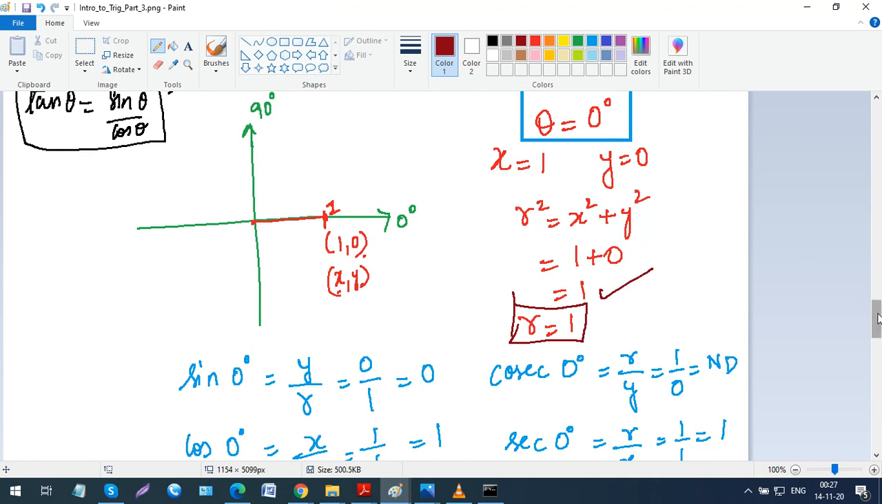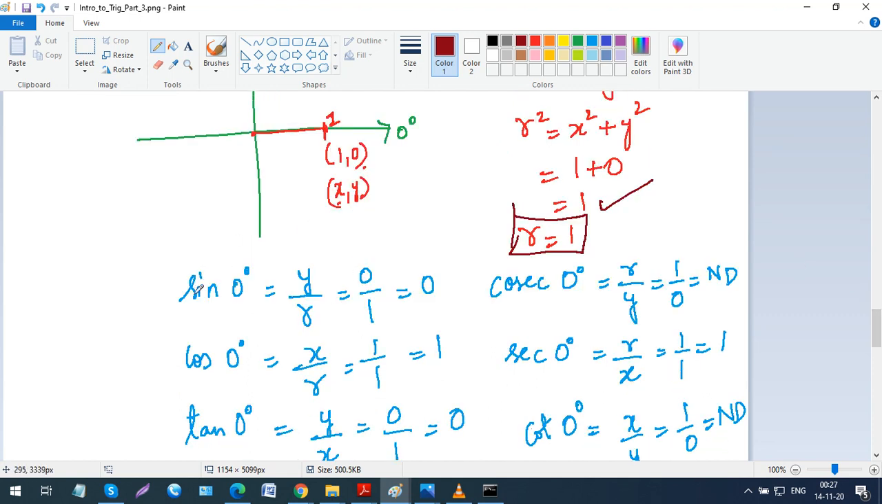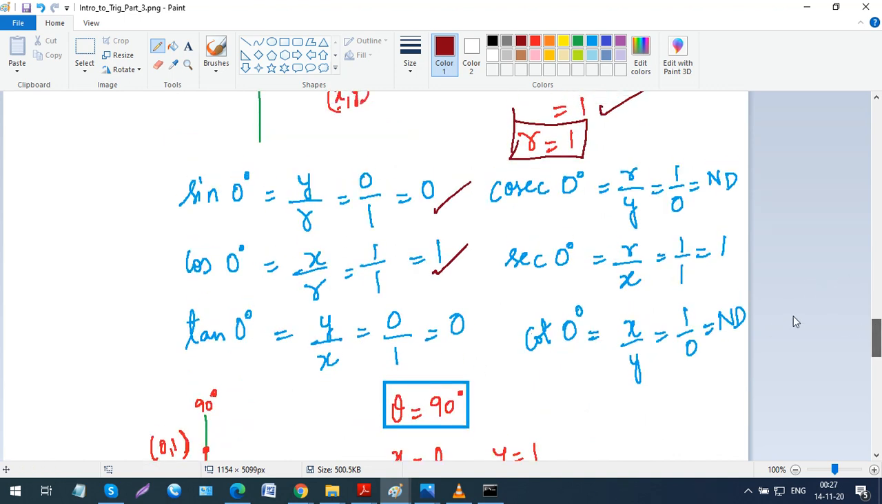So here you see sine 0 is equal to y over r. I told you we have to remember this, right? So y is 0, 0 over r is 1, so 0 over 1 is 0. Cos 0 is x over r, so 1 over 1, which is 1 again. Tan 0 is y over x, so that's 0 over 1, which is 0 again.